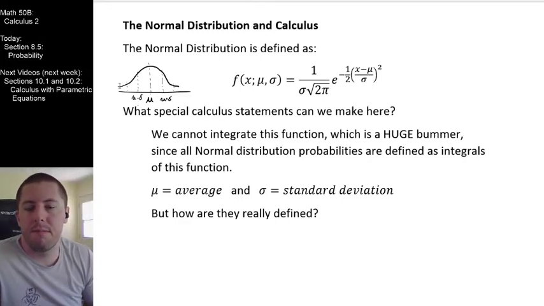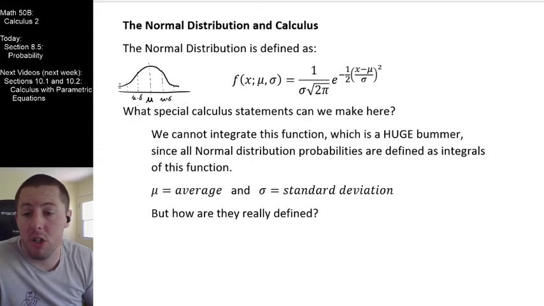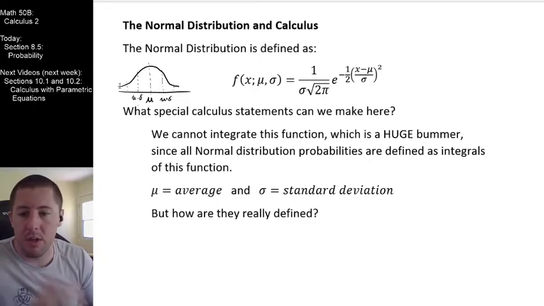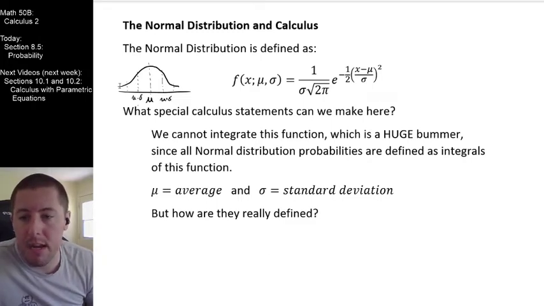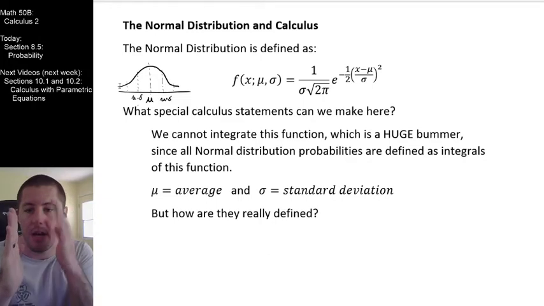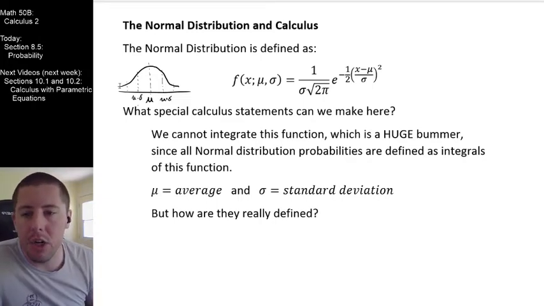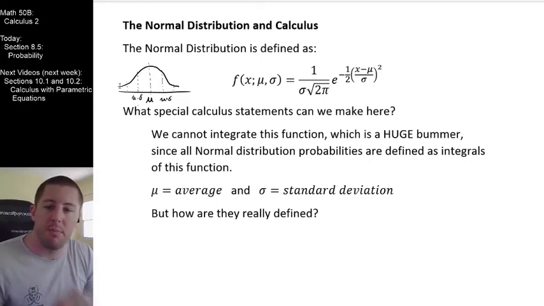Well, since this is our probability distribution function, what we want to be able to do is, for example, find the area underneath the curve. If I were to ask you, what is the probability that my son grows up to be between average height and one standard deviation above average height? To do that, I'd want to integrate this function from mu to mu plus sigma.